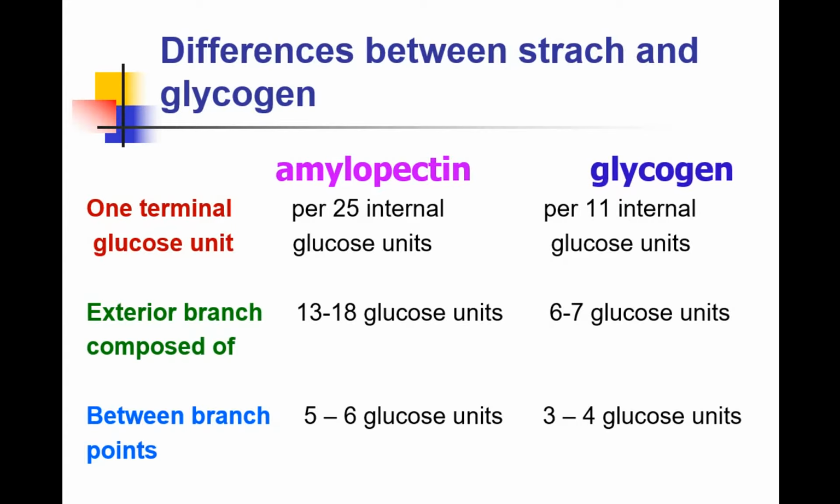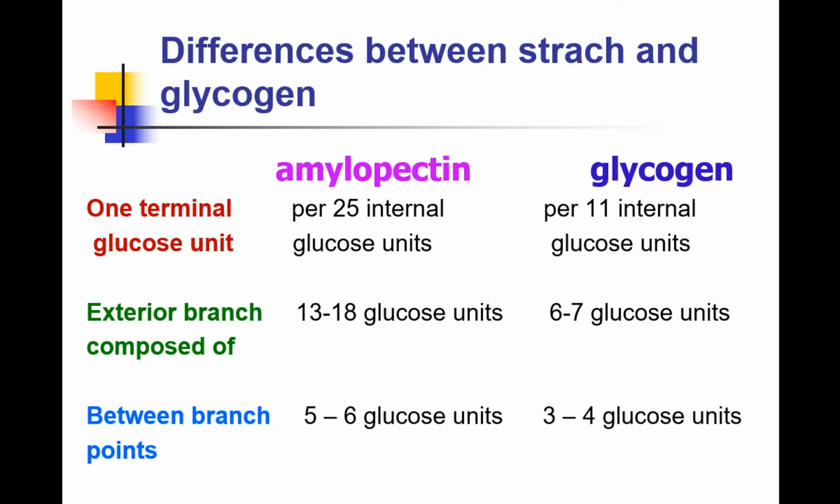If you see the differences between starch and glycogen, starch here I have written as amylopectin. It is nothing but starch only, but you can consider this as starch and glycogen, the differences. Okay, if you see the differences, in starch, for one terminal glucose unit, about 25 internal glucose units are there in amylopectin, whereas in glycogen only 11 internal glucose units are the maximum.